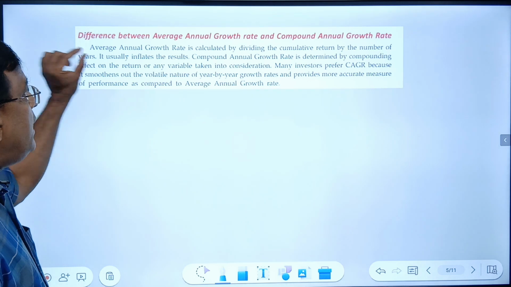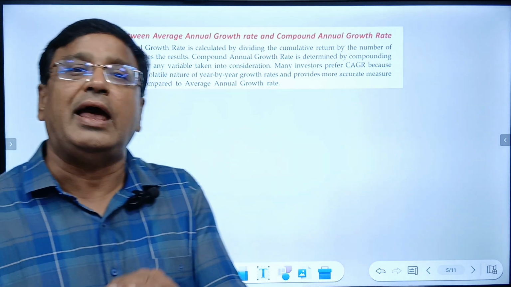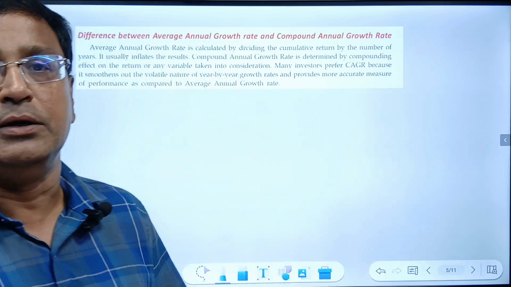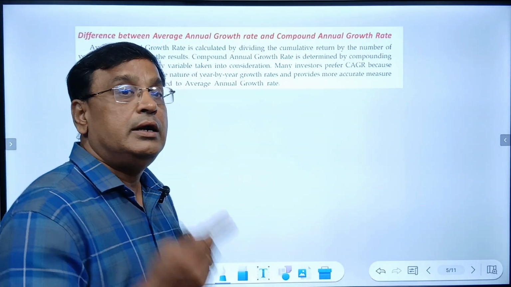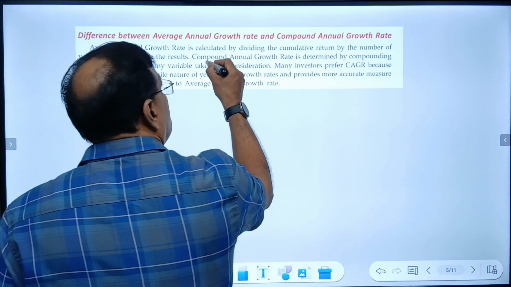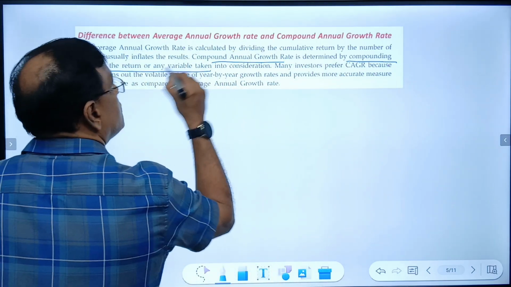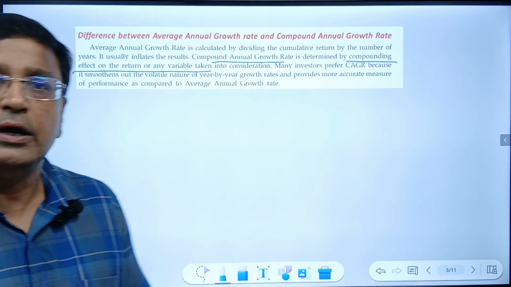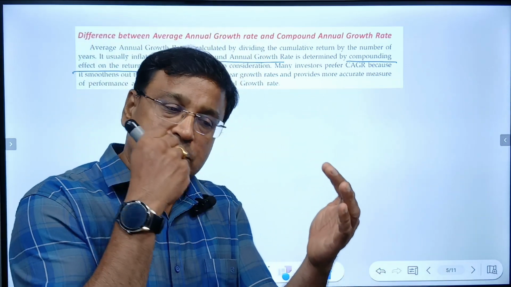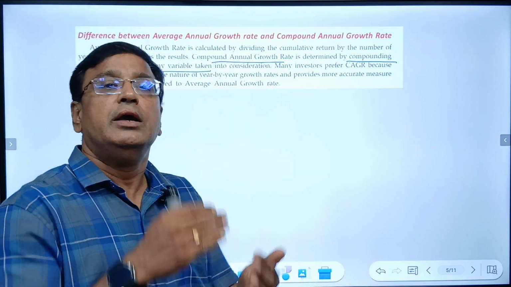Okay. So average annual growth rate is not an accurate procedure to understand the performance of your investment. Whereas CAGR takes care of the volatility of the market, because the growth rate is calculated by the compounding effect on returns of variable. Okay, it takes into account whether there is an increase, whether there is a decrease. It takes into account all those things, and the calculation is done based on that, so that it smoothens out.